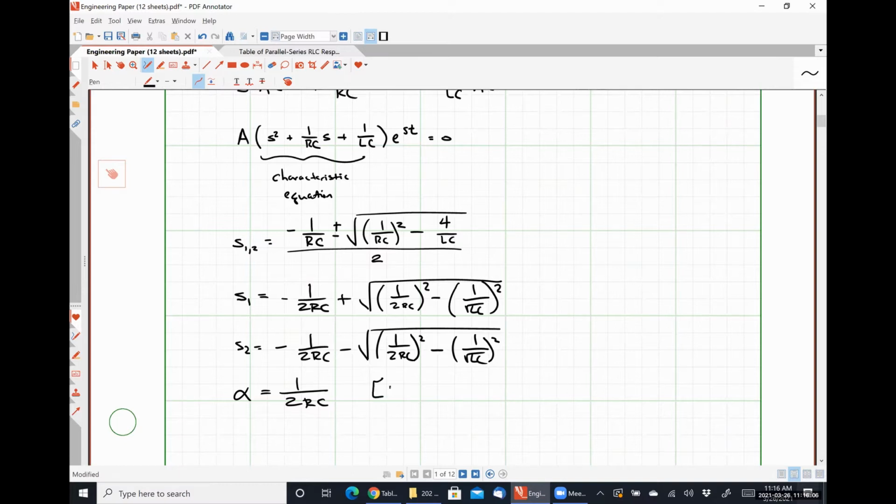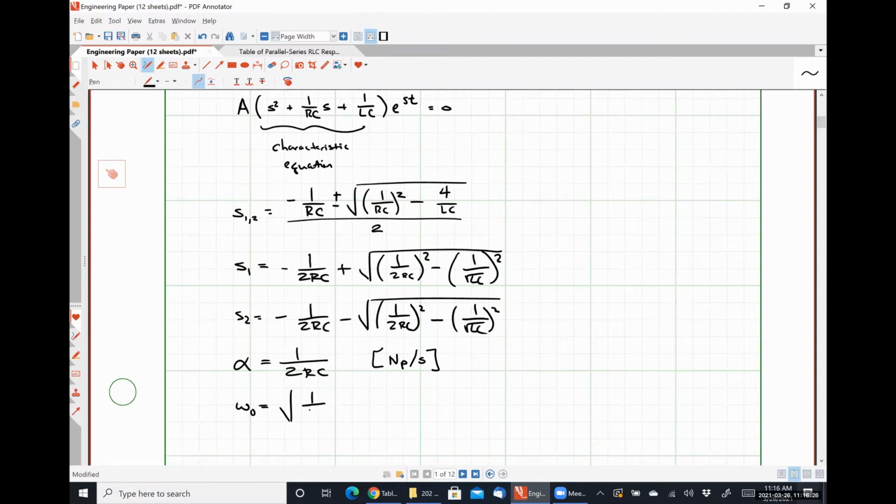And it has units of Nepers per second, where a Neper is a dimensionless quantity representing attenuation. I'm going to define another parameter, omega naught, as the square root of 1 over LC. This is what's called the resonance frequency of our RLC circuit. This is something that you are going to use for a very, very long time in an awful lot of your electrical engineering courses.